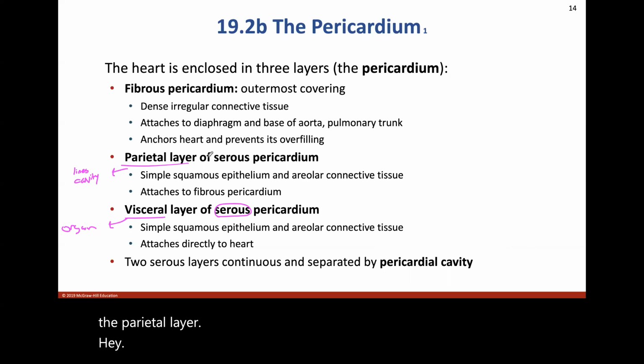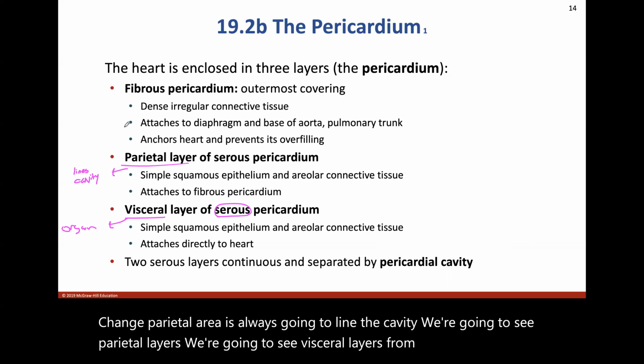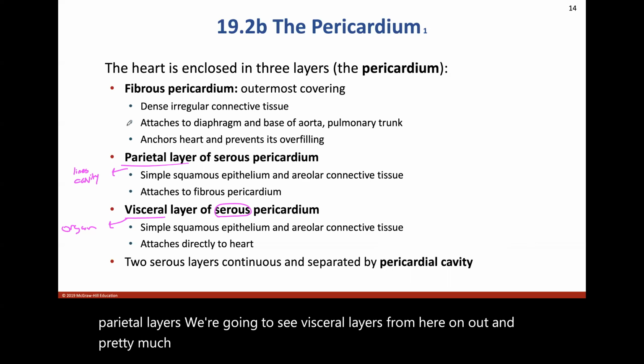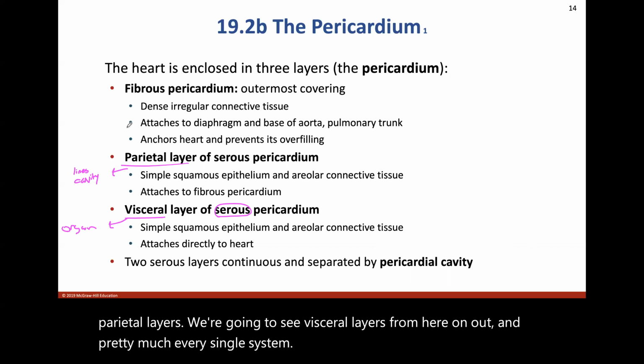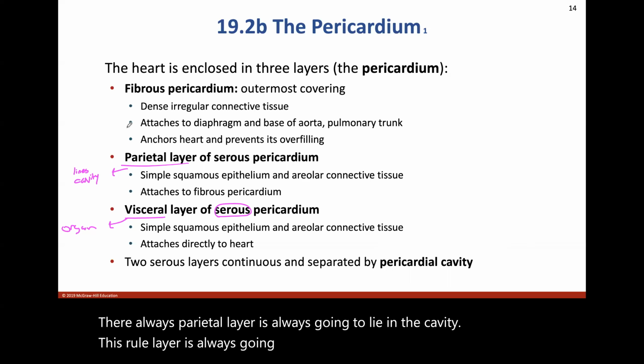Parietal layer is always going to line the cavity. We are going to see parietal layers and visceral layers from here on out in pretty much every single system. Parietal layer is always going to line the cavity. Visceral layer is always going to line the organ itself.